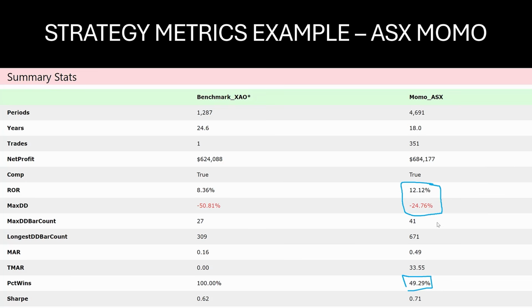I don't have the risk reward metrics in this metrics example, but the momentum system has a much greater than 1-to-1 risk reward. So for every dollar I risk, I make much more than $1, and that's how I'm able to make money despite having a 50-50 win rate. So what we have here is a mediocre system. It's not great, but it does beat the benchmark.